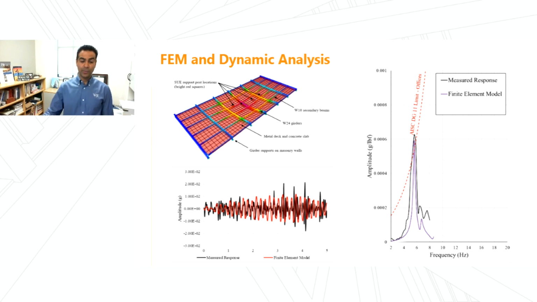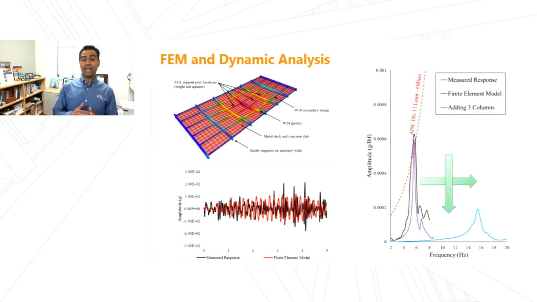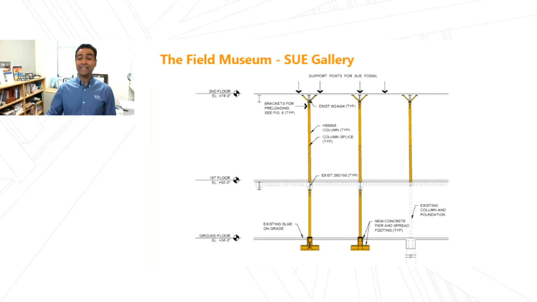I'm only going to show the option that we selected, which in this case was adding 3 columns. And that shifted the magnitude of the vibrations down, and also shifted the stiffness, or the natural frequency, of the floor to be higher than what it was. And then we designed the repair, which again included installing 3 columns. They were located locally under where Sue was going to be placed, which is near the middle of that gallery. And these columns extended all the way down to the ground floor, and 2 of them needed a new foundation.